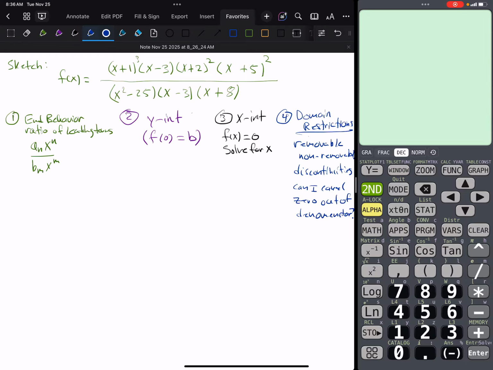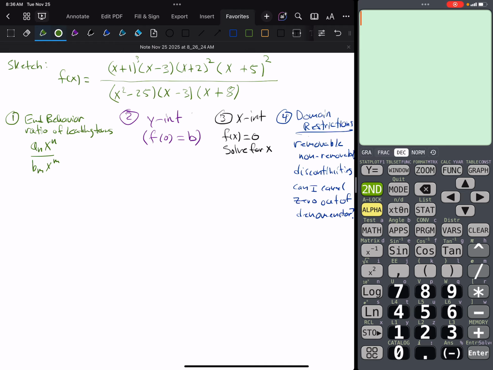Okay, so those are the 4 things that we're equipped to look for. And remember, we're not going to look for oblique asymptotes. That's something that we're skipping in this section. Okay, well, let's start at number 1 and let's look at end behavior.